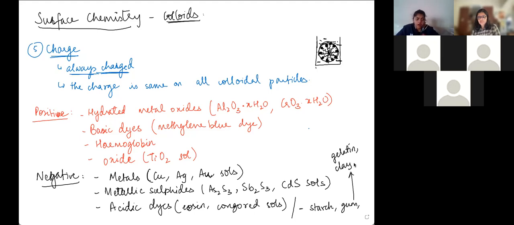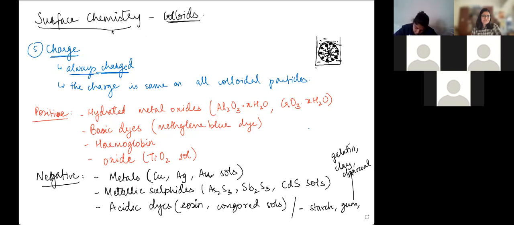Clay, charcoal. Miss, can you repeat the examples of acidic dyes? So this is one: eosin. Is it visible or is it going below the screen? No, it is visible. The spelling is weird. Eosin. The other one is Congo Red.